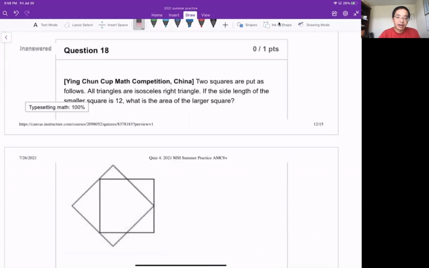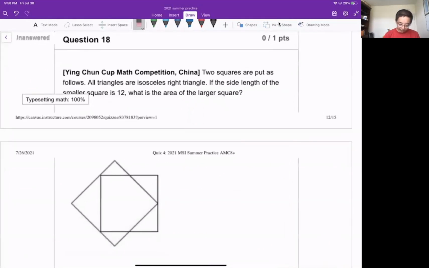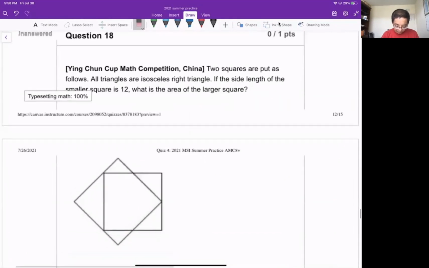Question number 18. Here we have 2 squares. They are put together as follows. Now, all triangles are isosceles triangles. If we know the side length of the smaller square is 12, then what is the area of the largest square? The first thing we need to do is figure out which one is the smallest square.